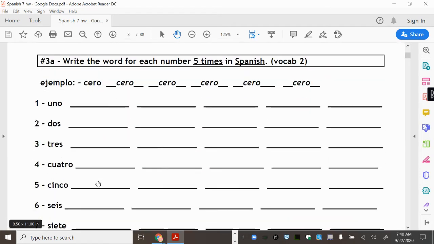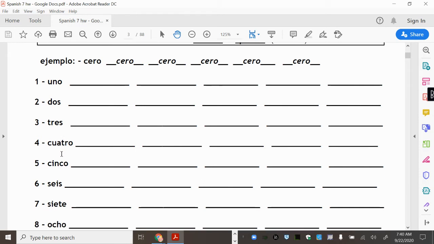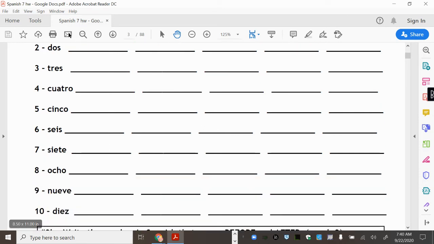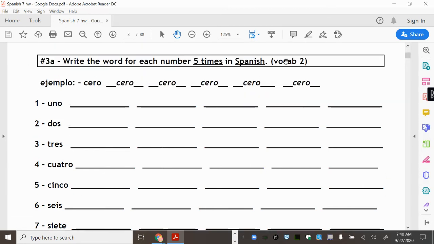Okay, so now we're working with numbers. That's happening this week. And all you're doing is practicing writing the Spanish 5 times. Do you remember like doing spelling in school when you were younger? So all you're writing is uno, uno, uno, uno, uno, dos, dos, dos, dos, dos. So we're just practicing the spelling. So we have 1 through 10 in order in Spanish. So you could use this as a reference for the bottom part, or if you look in the directions, vocab 2 is the reference sheet.